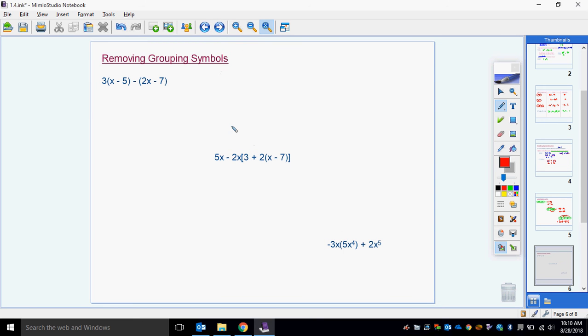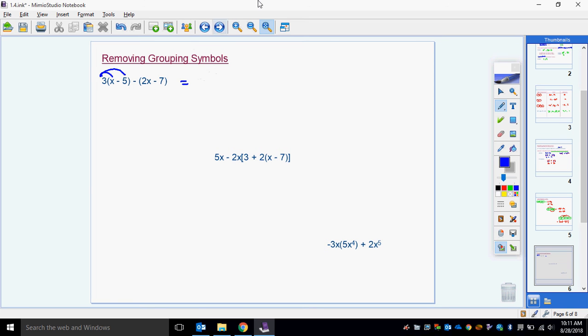Removing grouping symbols. This is a skill that we're going to have to use all throughout. Let's just look at the first one. It says 3 times the quantity x minus 5 minus the quantity 2x minus 7. Okay, so first of all, we want to use our distributive property and multiply this 3 into our first set of parentheses.